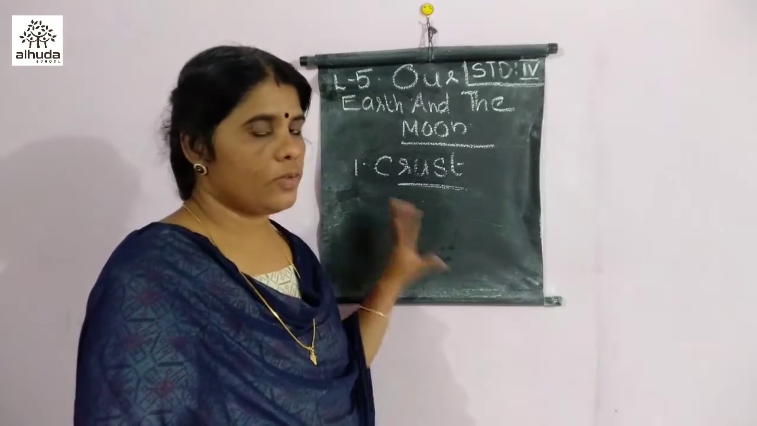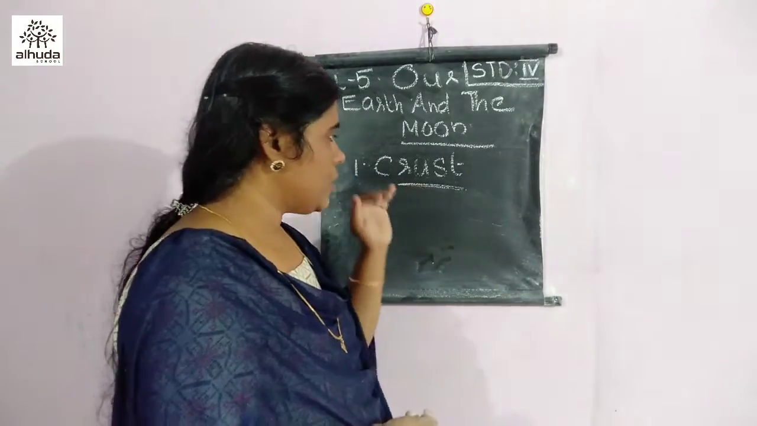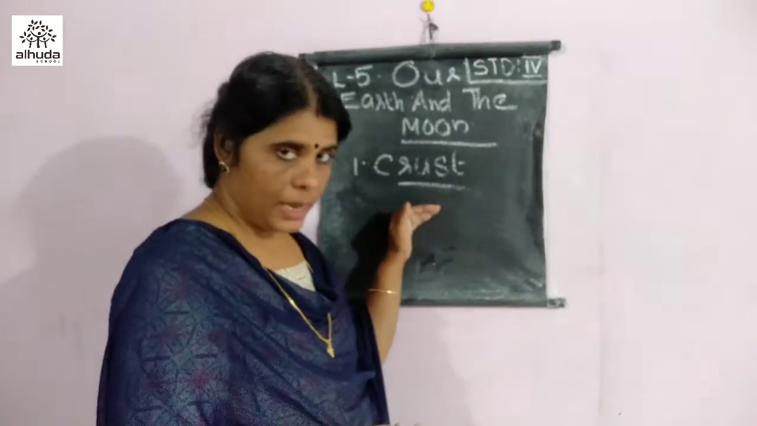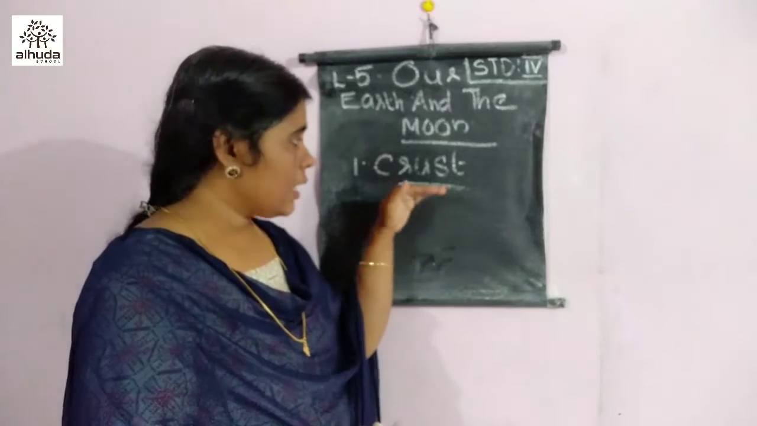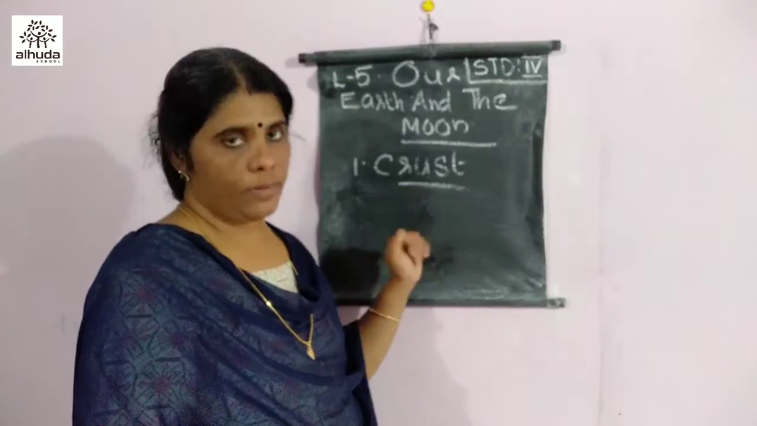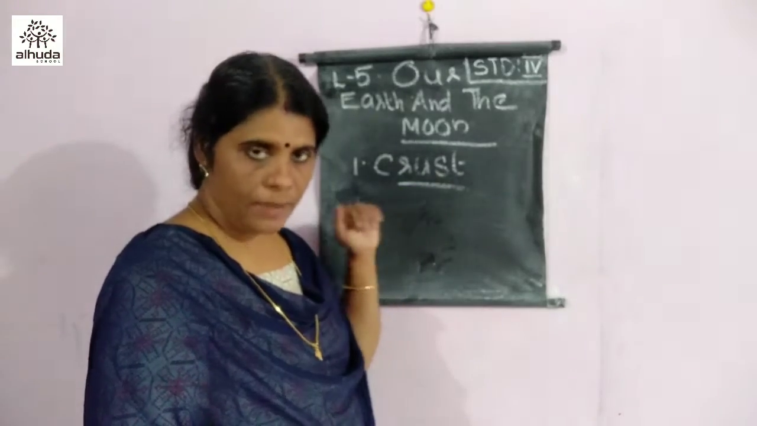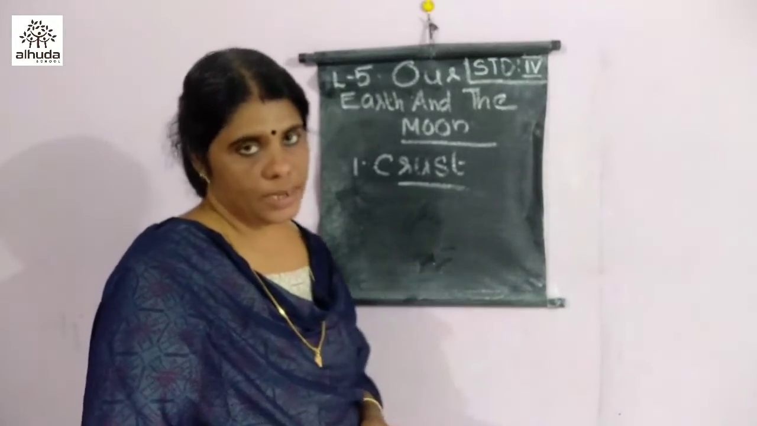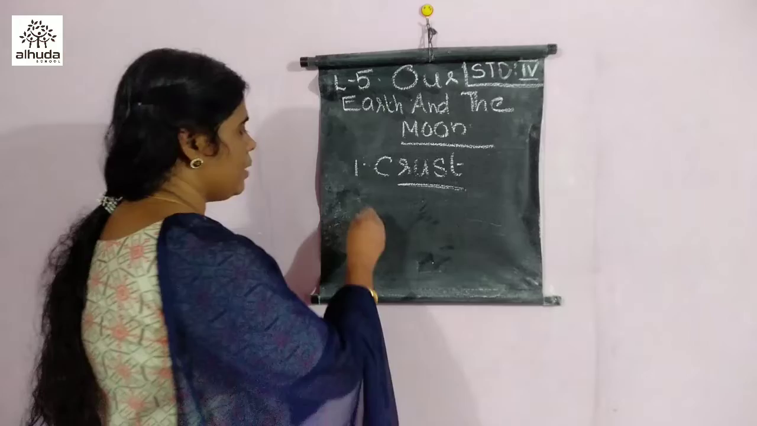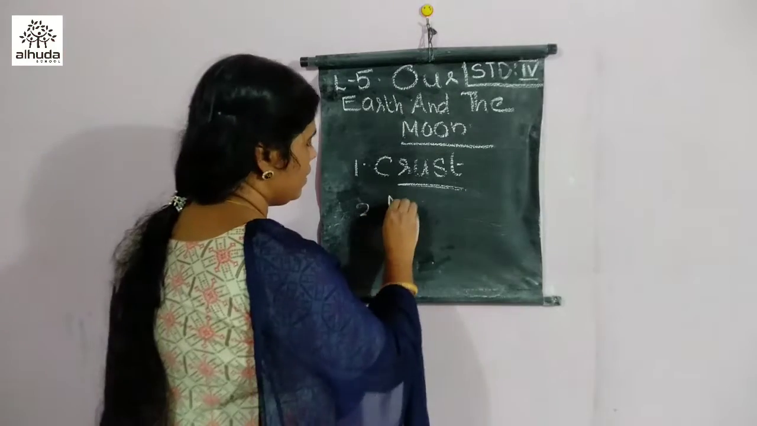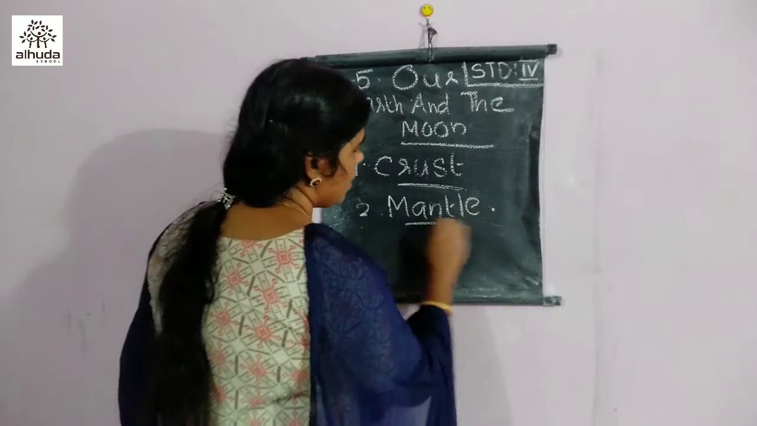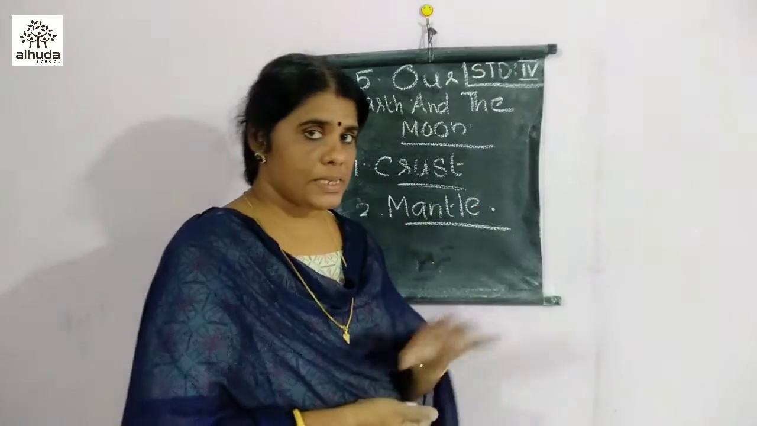That's about crust. So what information are you getting about crust? Crust is the outermost layer of the Earth. Crust is very hard, cool, and has suitable conditions for life. And we humans are living on crust. So the second part coming is mantle. Mantle is very deep inside our Earth.